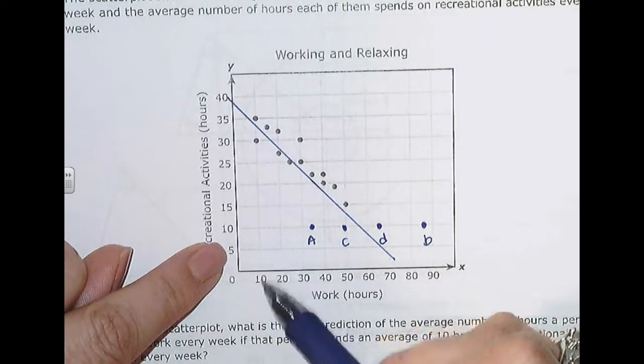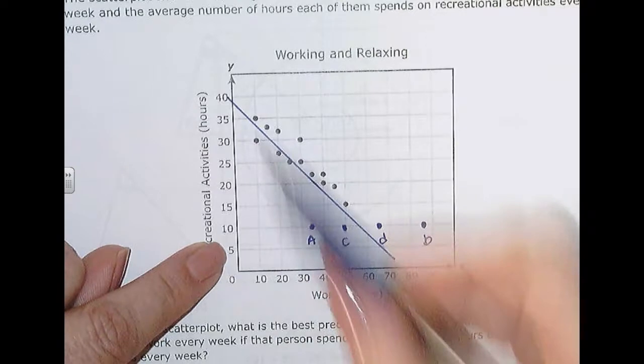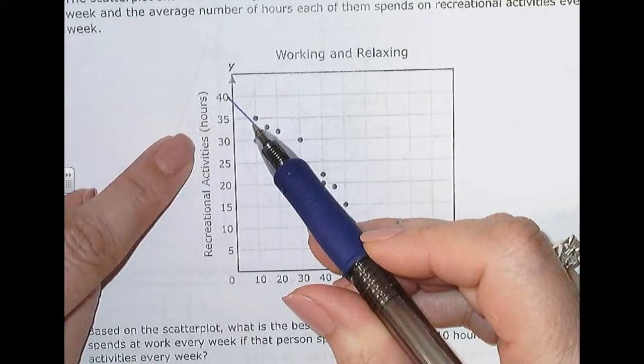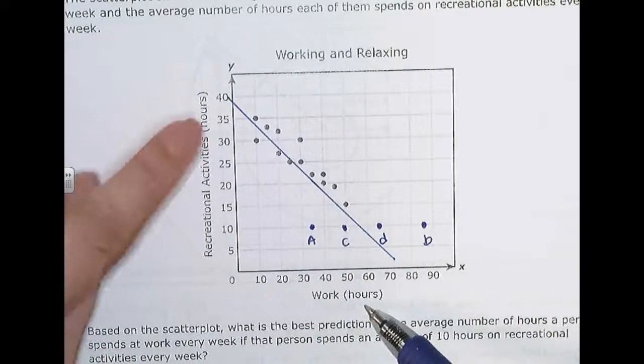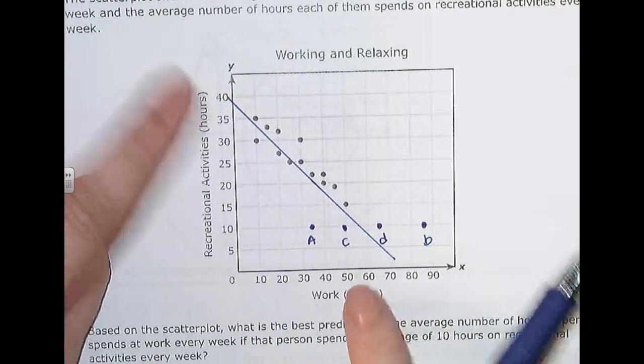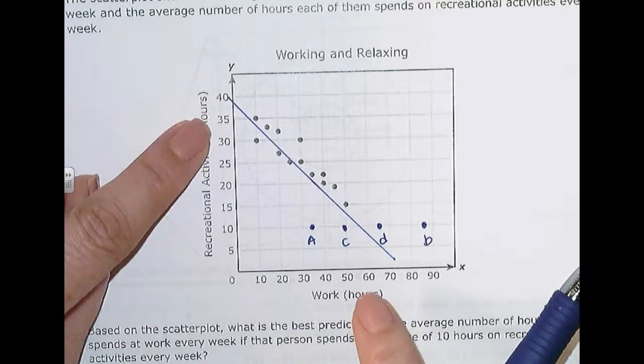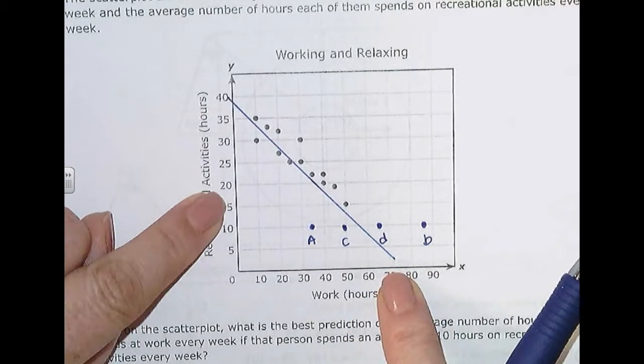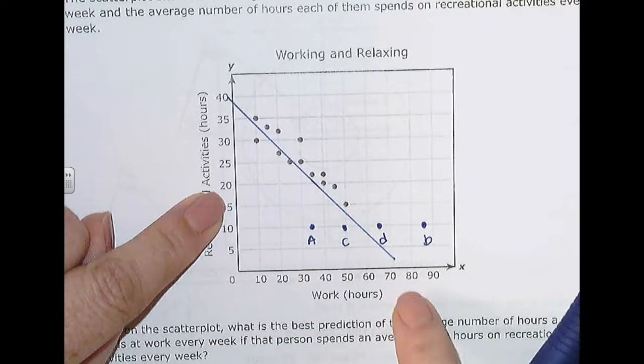Is that true? No, I've got to go up here. If you work 10 hours at work, you're probably spending fewer recreational hours because you're at work. If you're not at work, you have more time to do this. If you're not at work, you can be at home. This means at home, in case you're wondering. The more you're at work, the less you're at home. Yes, this is true. Even I recognize this, even right now.